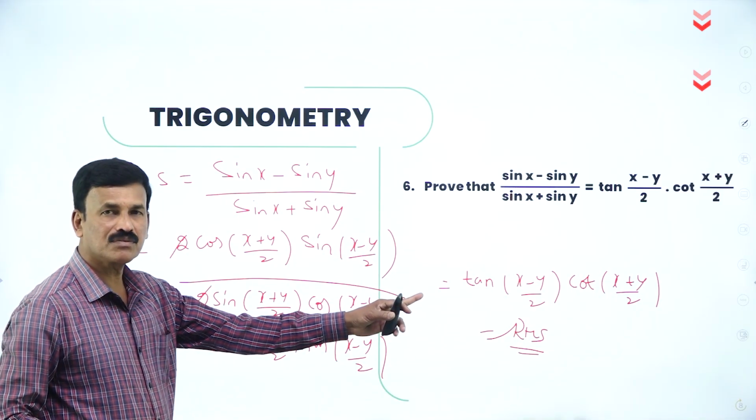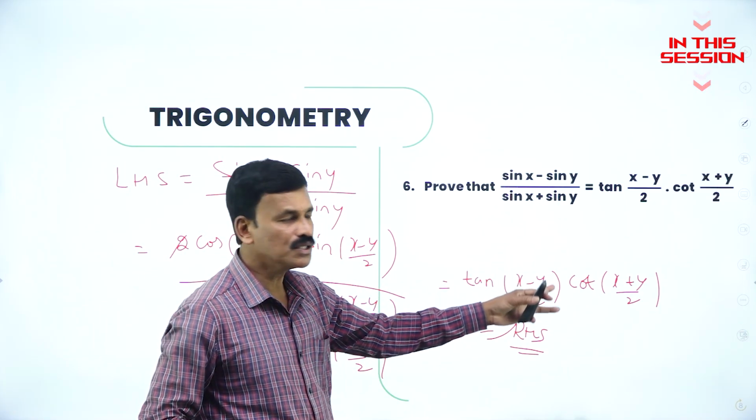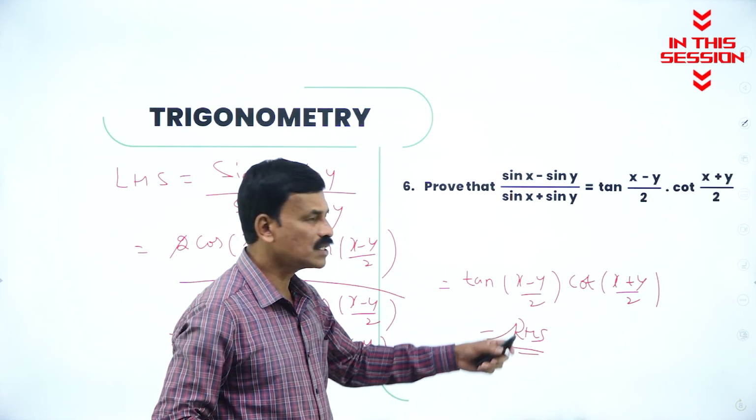First write tan (x minus y) by 2 into cot (x plus y) by 2. What is the required answer? Tan (x minus y) by 2 into cot (x plus y) by 2 is the required answer.